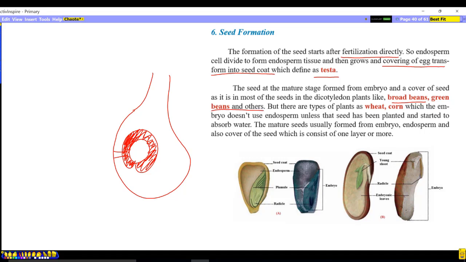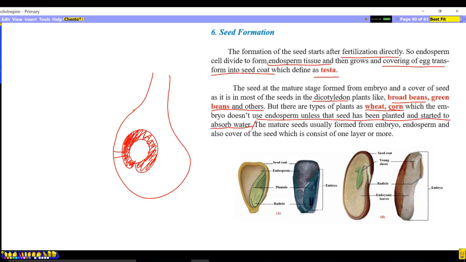But there are types of plants like wheat and corn, which are monocotyledon plants. The embryo does not use the endosperm unless the seed has been planted and started to absorb water. It means that in dicotyledon plants, the embryo continuously uses the food stored in the endosperm tissue, but monocotyledon plants like wheat and corn do not use the stored food in their endosperm unless they are planted and absorb water.